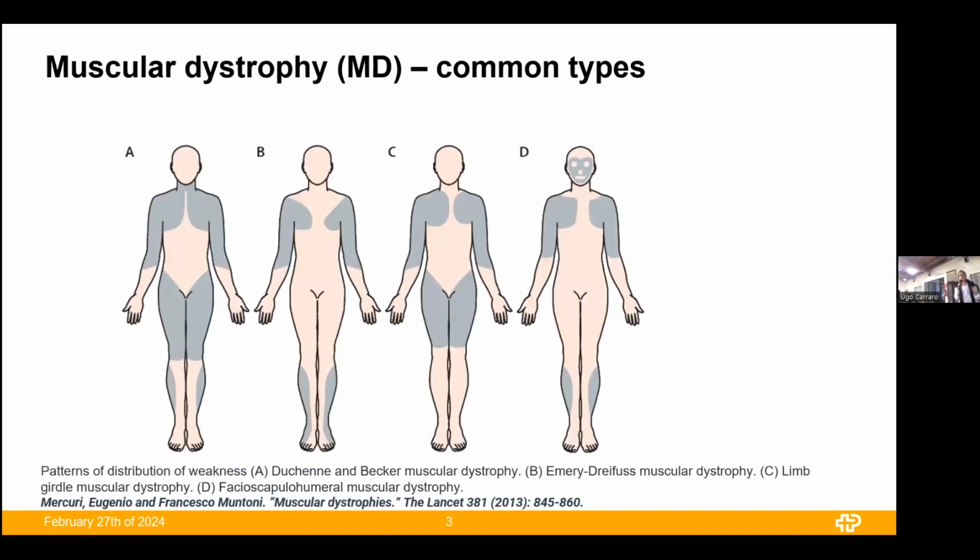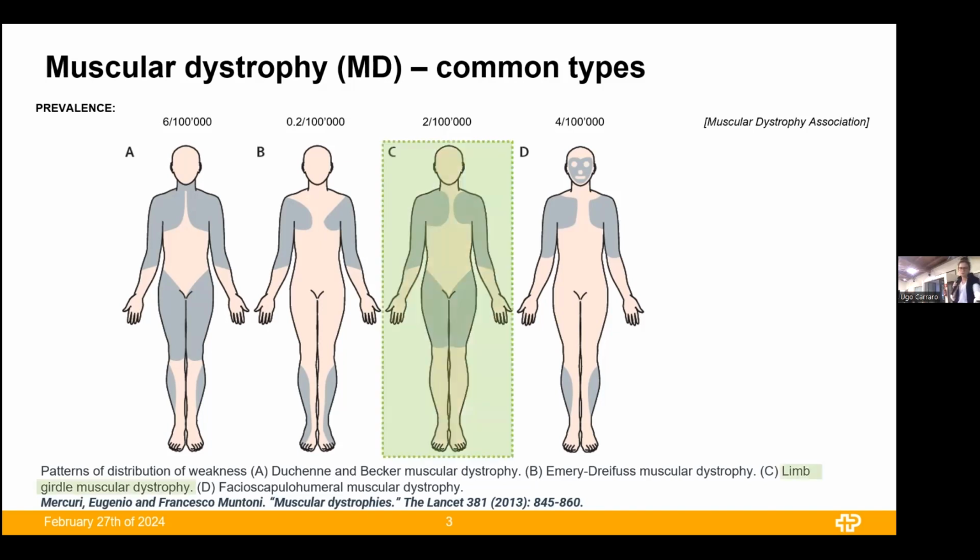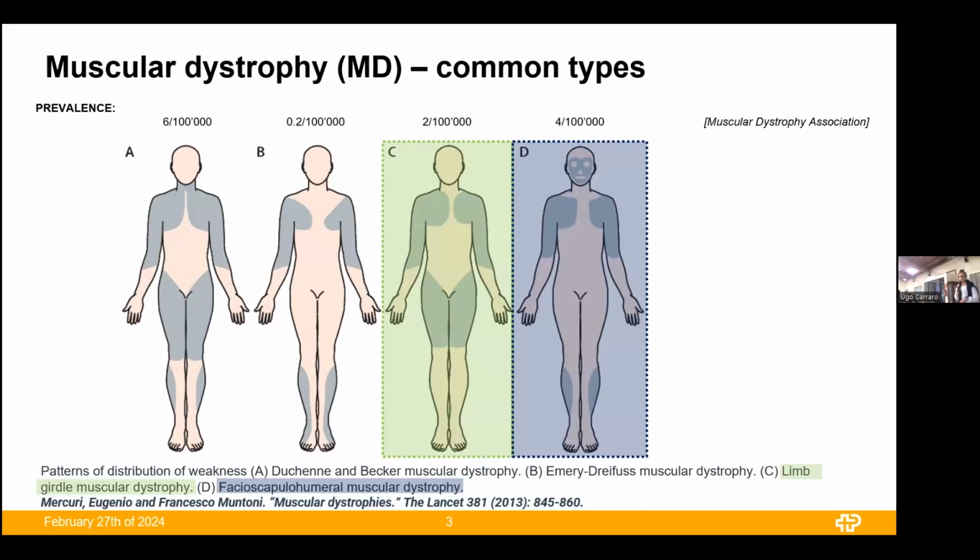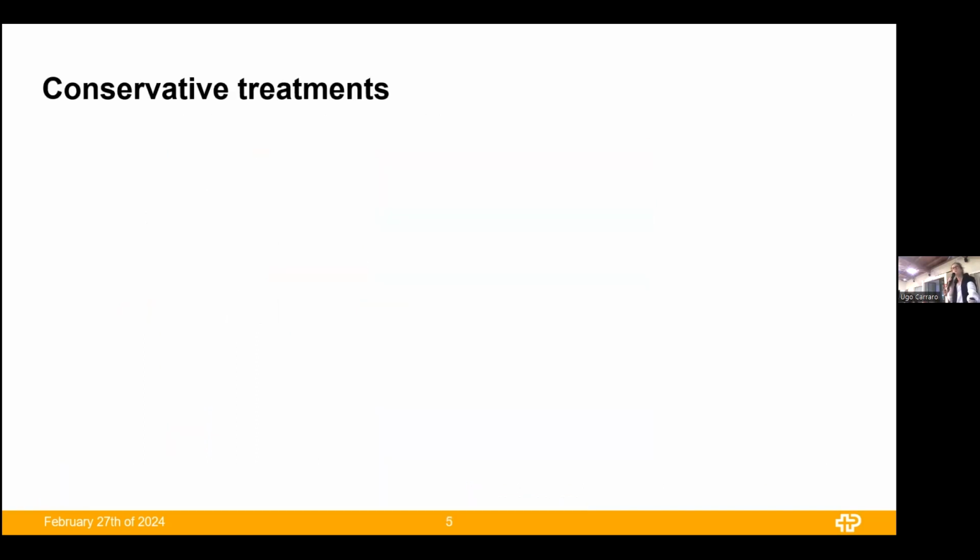What are the most common types? One of the most well-known muscular dystrophies is the first type. So under point A, it is Duchenne and Becker muscular dystrophy with 6 cases per 100,000. But then we also have a quite large prevalence of facioscapulohumeral muscular dystrophy under D with 4 cases and 2 cases of limb girdle muscular dystrophy per 100,000. And they are colored because I'm going to go more into detail on those 2 types.